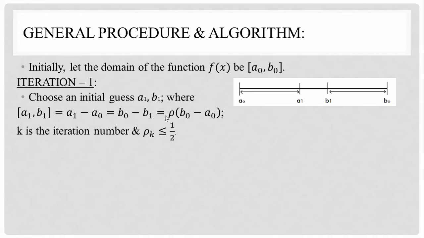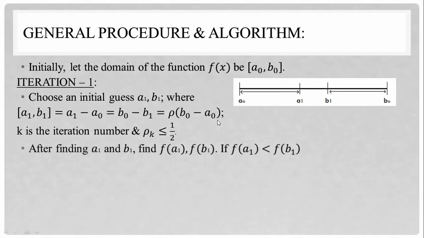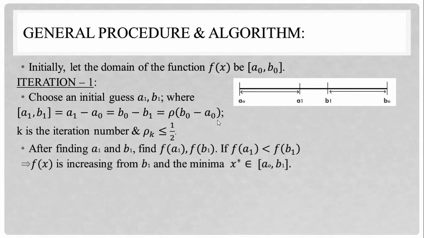In this algorithm, rho is constant. So rho 1, rho 2, rho 3 are all rho. I commonly took rho over here. By this expression, after finding a1 and b1, we will check the values of f of a1 and f of b1. If f of a1 is less than f of b1, that means f of x is increasing from b1. If we increase b1, we cannot find the minima. So that implies our minimum point, x star, should belong to the interval a0 and b1.